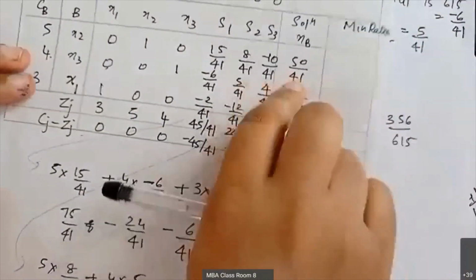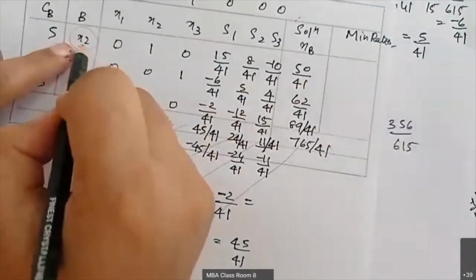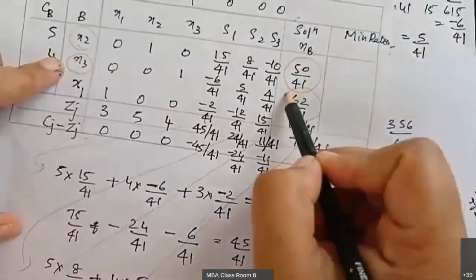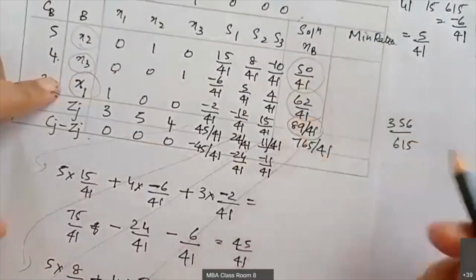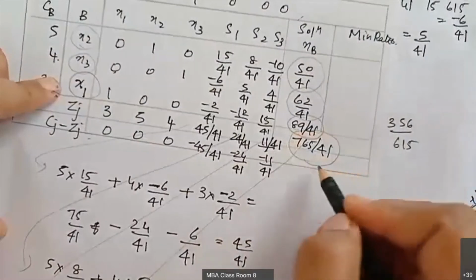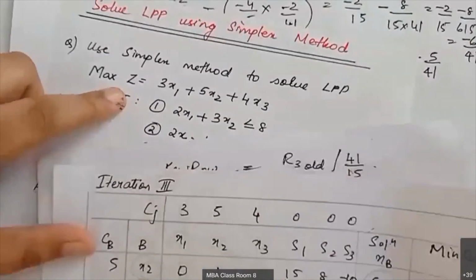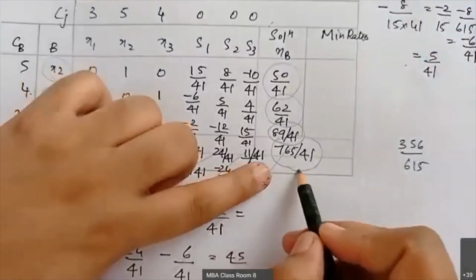Here we have x2. So the value of x2 is going to be 50 divided by 41. The value of x3 is going to be 62 divided by 41 and the value of x1 is 89 divided by 41. And what is the optimal value of z? Our question was maximize. Maximize z. So the maximum value of z is obtained at which value?